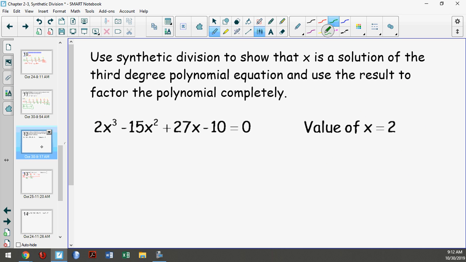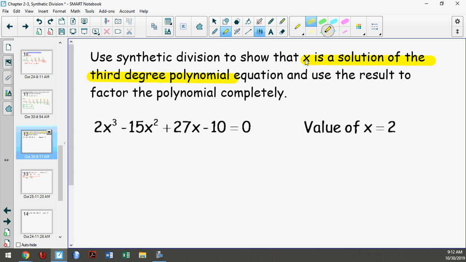It says use synthetic division to show that x is a solution of the third degree polynomial. Whoa, what does that mean? That in this specific problem, x minus 2 is a factor, meaning x equals 2 is a root or an x-intercept of this problem. Do we all understand that?